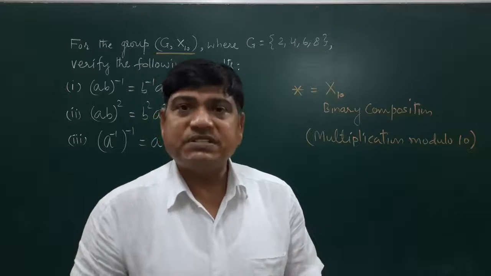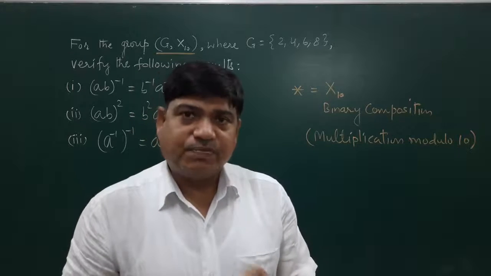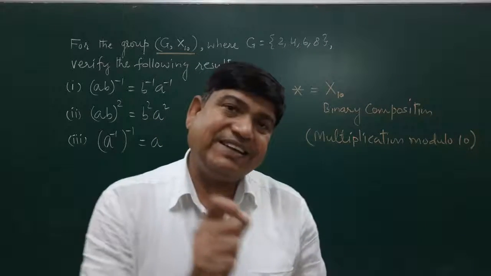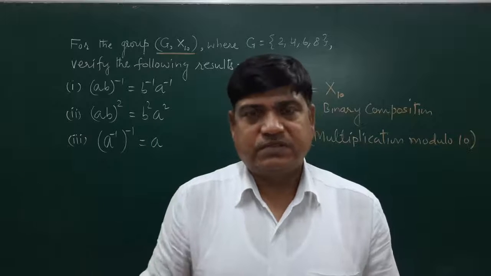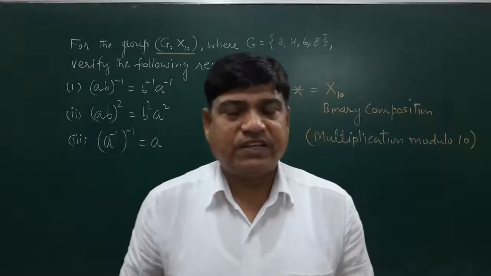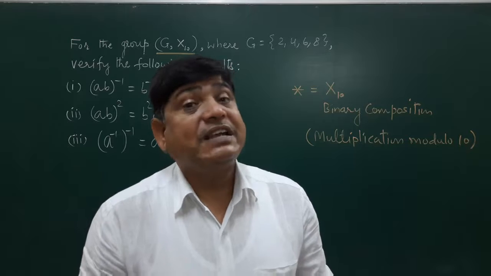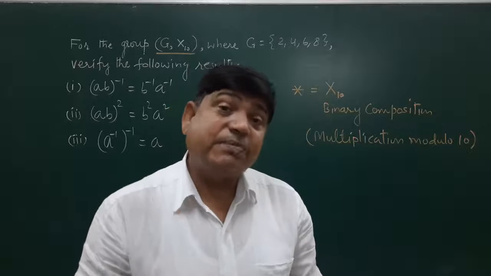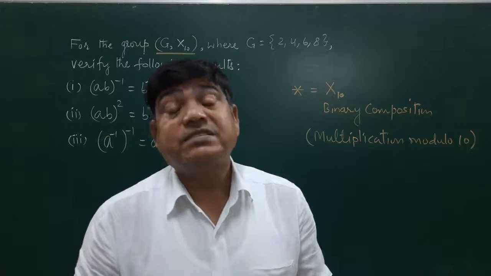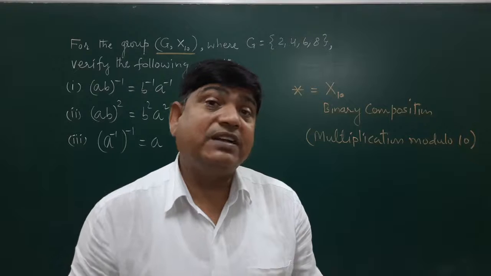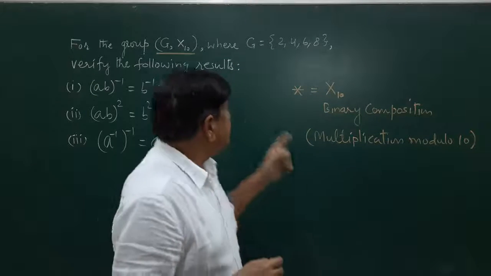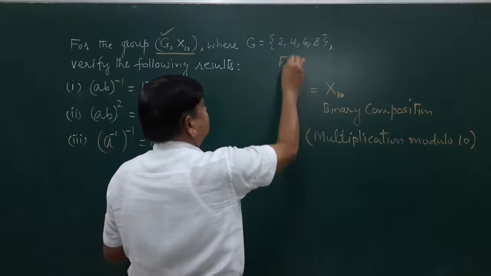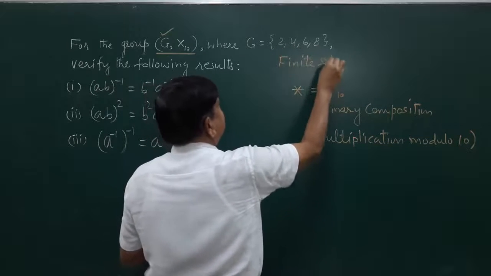Just multiply two numbers. If the product is less than 10, then you write the answer as such. 2 into 4, 8, you write like this. But if the answer is 10 or greater than 10, then divide it by 10 and write the remainder. शेषफल आपको लिखना है. This we have already done in binary composition. So J is the given set, 1, 2, 3, 4, a finite set.